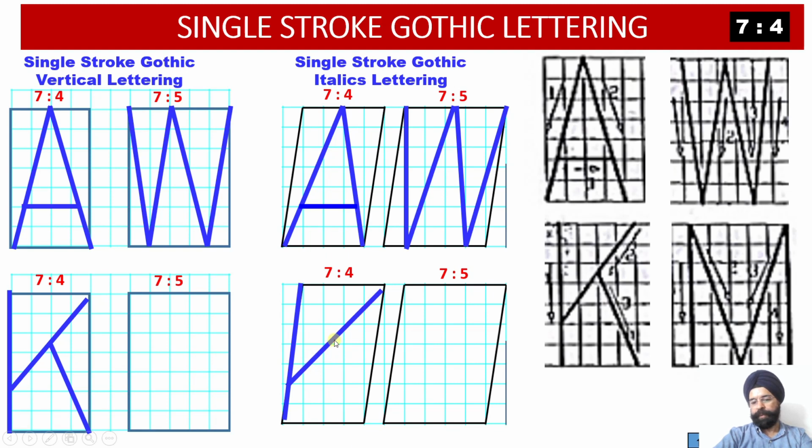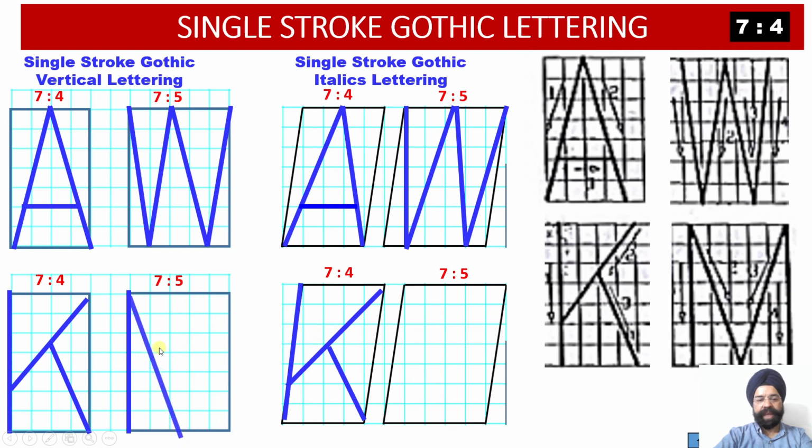Then from here you draw the third stroke. So this gives you italics K. So this is vertical K, this is italics K. Similarly, you have the M. So M is again completed in 4 strokes, 1, 2, 3 and 4.